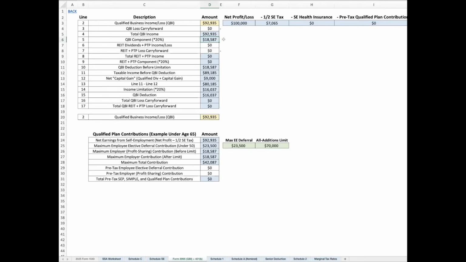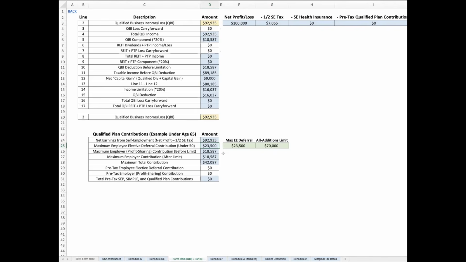One important piece of education regarding the QBI deduction is that it is not 20% of net profit from the business. The term qualified business income starts with the net profit, but that's reduced by the deductible half of self-employment tax, the self-employed health insurance deduction, and the contributions to qualified retirement plans.